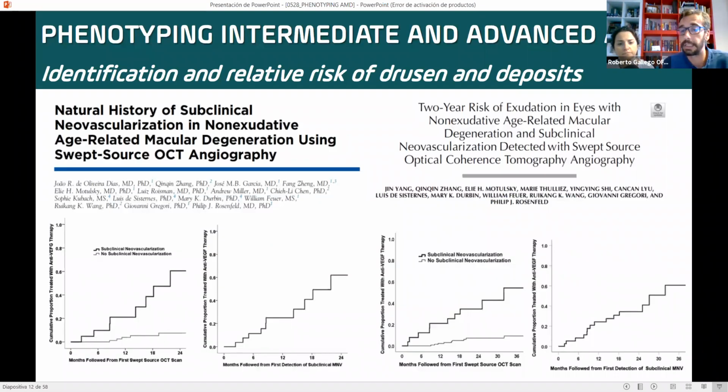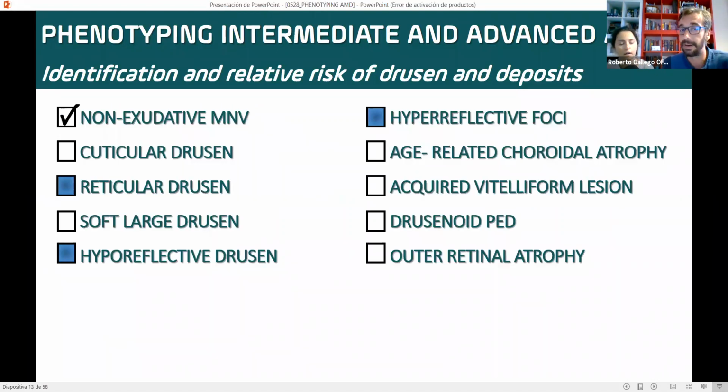Somehow, this is a summary in a graphic illustration of all what we have been discussing. We need to recognize the shallow irregular RPE elevations in patients with intermediate AMD. If we have OCTA, wonderful, we can really document that, but we need to carefully follow them because they develop exudation at a very high risk and a very high proportion.